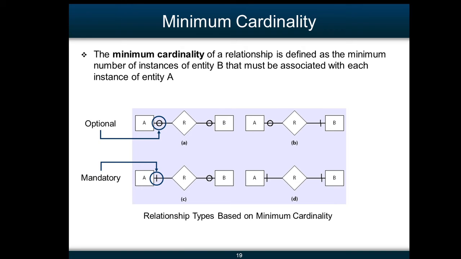We also have the minimum cardinality. The minimum cardinality of a relationship is defined as the minimum number of instances of entity B that must be associated with each instance of entity A. The two types of minimum cardinality are optional and mandatory. For optional, we put 0 beside the entity, while mandatory, we put 1 beside the entity.